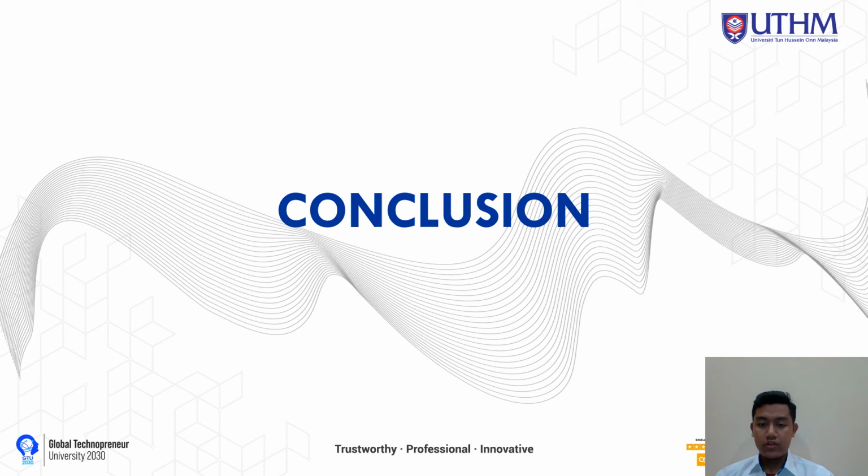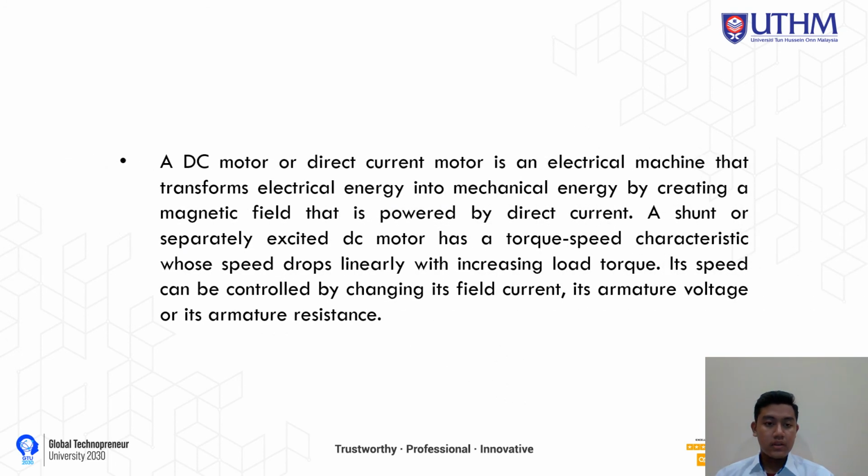As for the conclusion, a DC motor or direct current motor is an electrical machine that transforms electrical energy into mechanical energy by creating a magnetic field that is powered by direct current. A shunt or separately excited DC motor has a torque speed characteristic whose speed drops linearly with increasing load torque. Its speed can be controlled by changing its field current, its armature voltage, or its armature resistance.